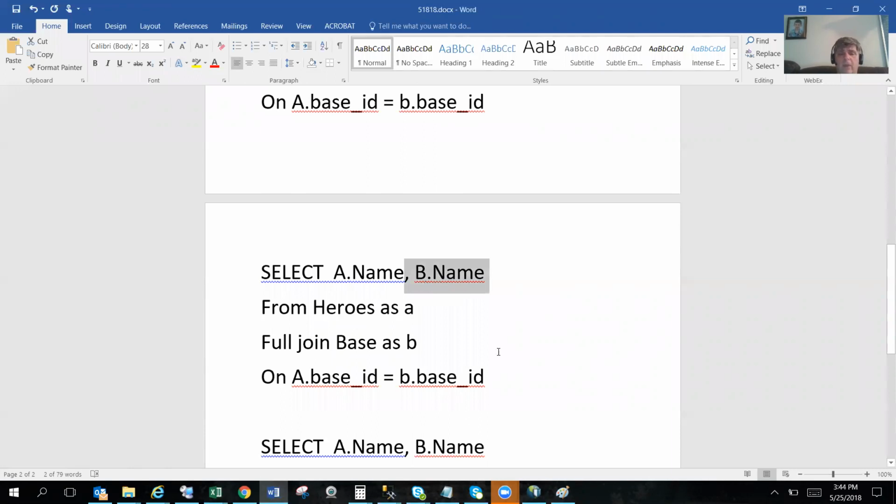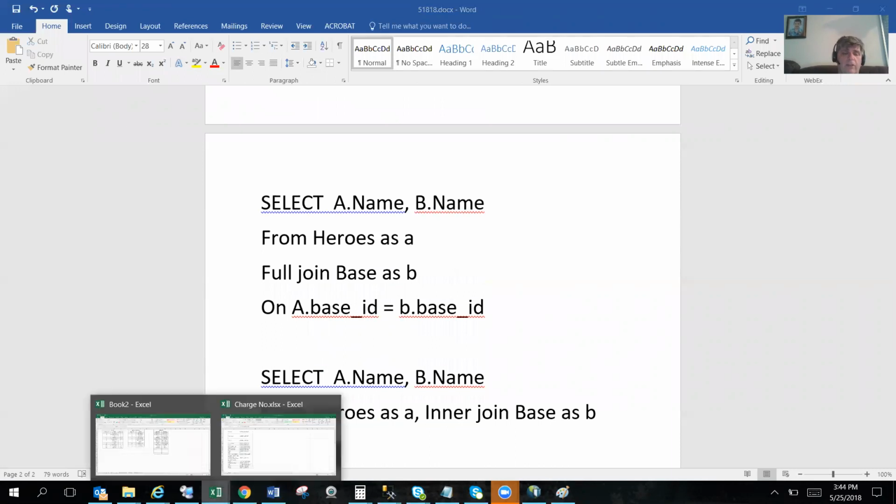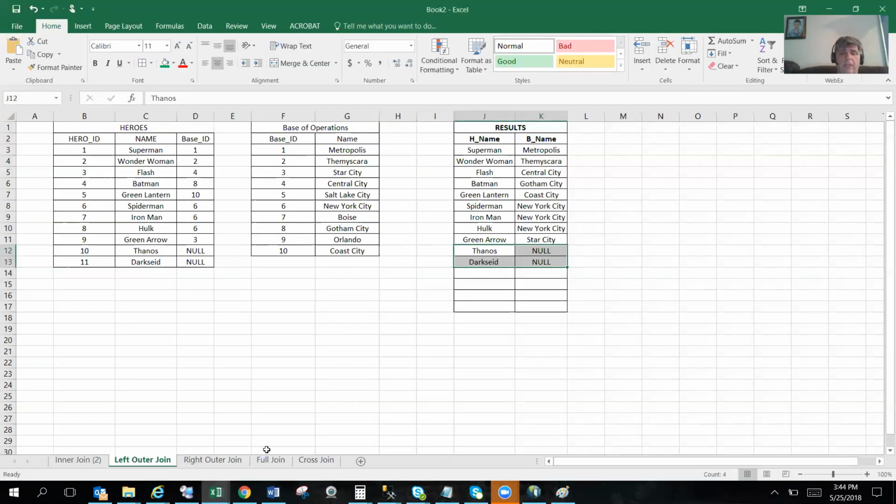Okay, there's that. Last one. The last join is what's called a Cartesian join, but in your lesson they call it something else. It's underneath here, so let me shrink this up real quick so we can get to it.